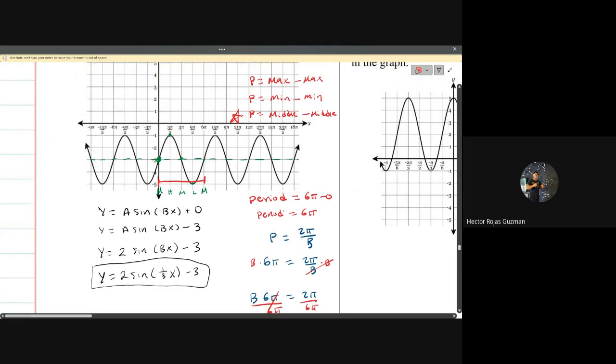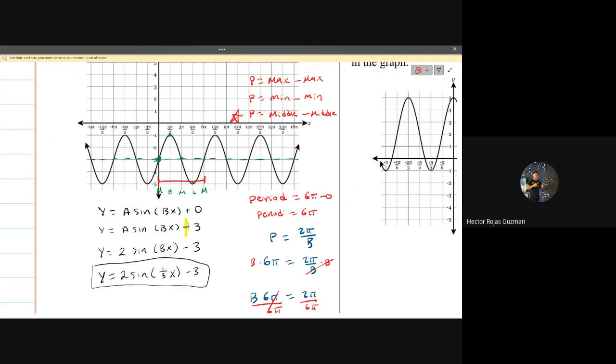So if I recap my whole problem, I got the midline first. And all I did was put it in my equation. Then I found the amplitude just by counting from the midline to the highest point. I just go 1, 2. And that gave me the amplitude. And then of course to find B, that takes work because I have to find the period. I have to plug it into the formula and solve for B. But that right there, ladies and gentlemen, is how you can get the equation of a graph.